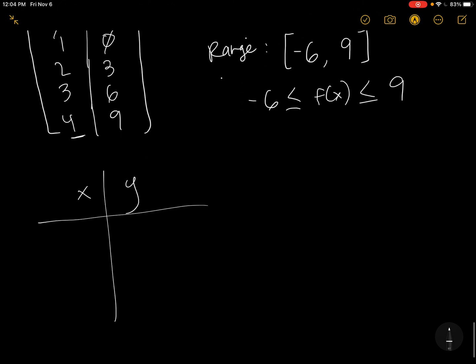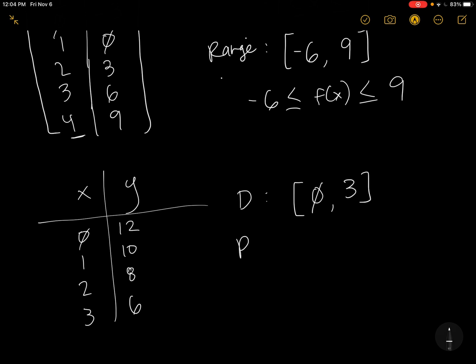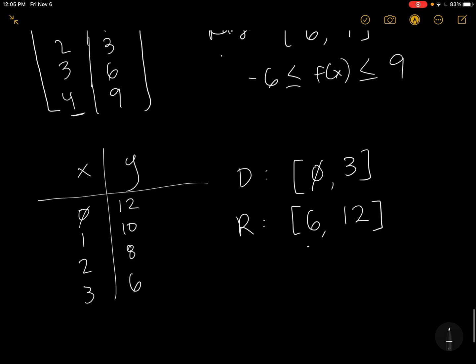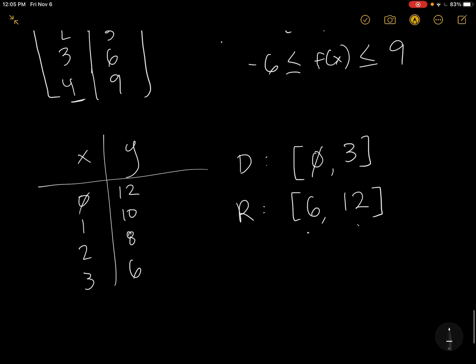Okay, let's do another one. This time I'll just use y. Okay, so our domain here, lowest number is 0, highest number is 3. The range here, so be careful, this is decreasing. So that means our lowest number is 6, right? Our highest number is 12. So you just have to pay attention to whether the values are increasing or decreasing, but you always just put the lowest number here, the highest number there.